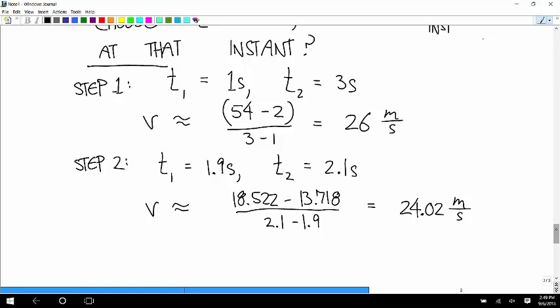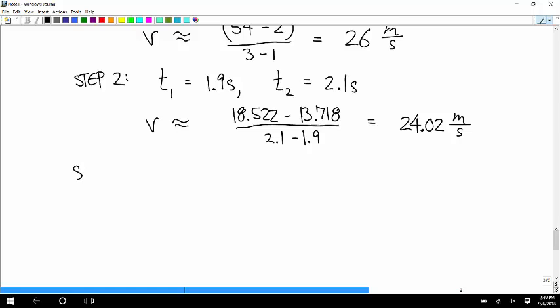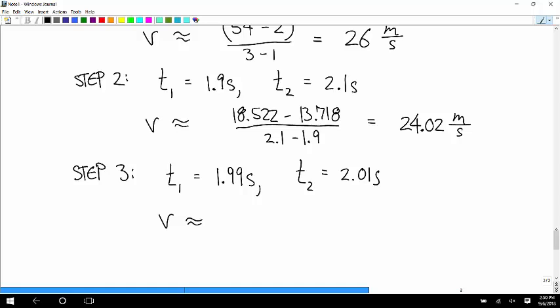Let's do one more. So step 3, let's choose time 1 equal to 1.99 and time 2 equal to 2.01. Can you calculate those for me again? I'm going to need a lot of decimal places for this.